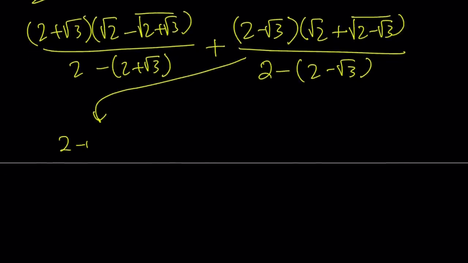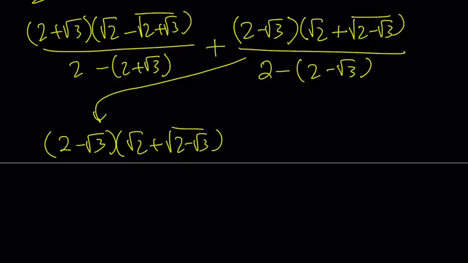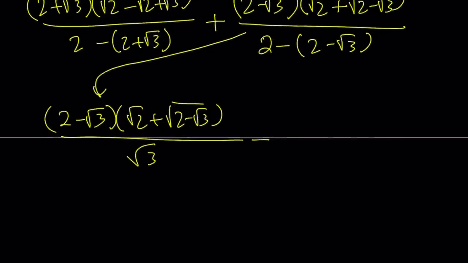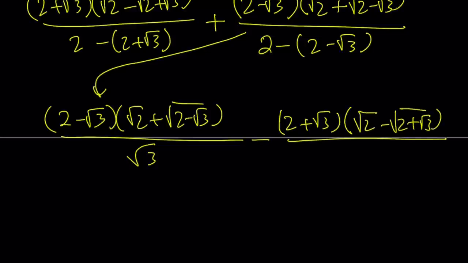So I have 2 minus root 3 times root 2 plus root 2 minus root 3. And then that is divided by root 3, that's a positive, minus, because the first one here is a negative root 3, 2 plus root 3 multiplied by root 2 minus root 2 plus root 3, divided by root 3. Now, I kind of switched them around, right? So now we're going to subtract the numerators. Let's go ahead and do that now.